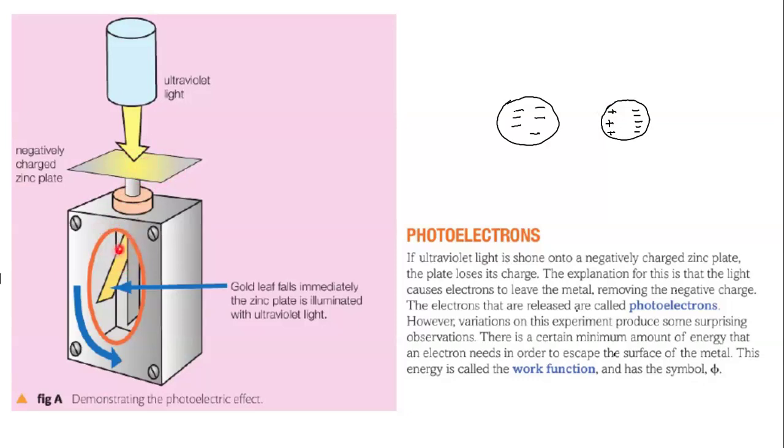So the gold leaf will be attracted towards the top. It will be attracted towards the zinc plate, because remember the zinc plate was connected to the inside. So it will be connected to the top of the metal box where the zinc plate is connected. This is how the normal setup was.